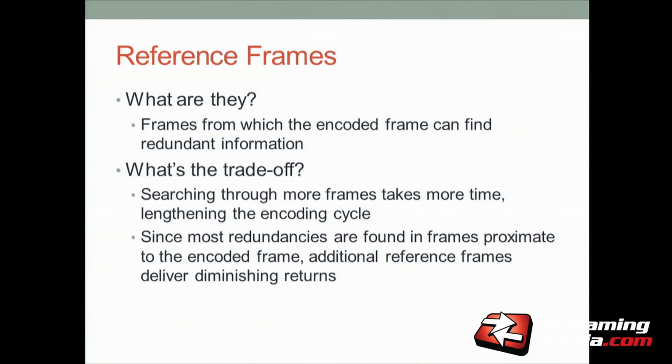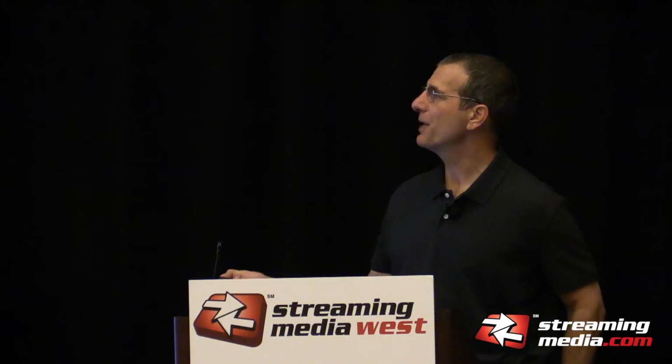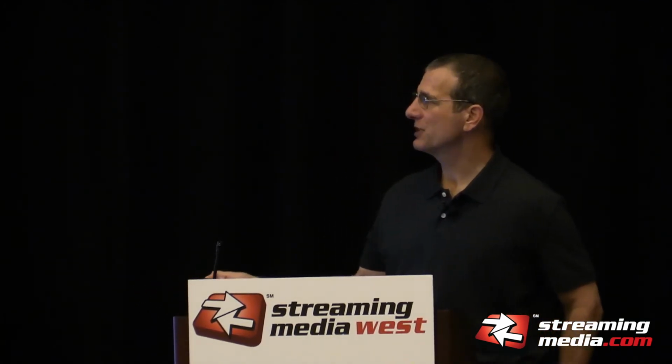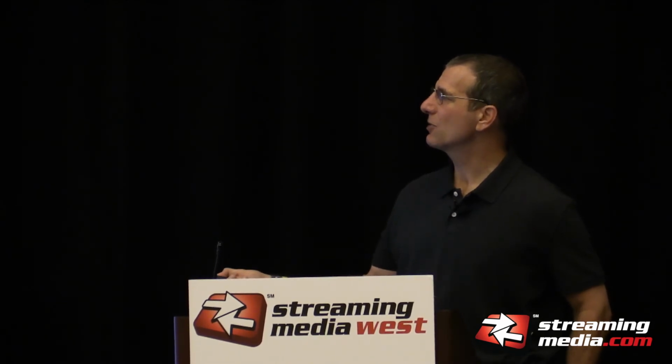Reference frames are frames from which the encoded frame can find redundant information. The trade-off is encoding time versus quality. What does the quality look like? Well, 16 reference frames will give you the highest quality in pretty much every encode that I tried in my average test files here. One reference frame is almost always the worst. But what's the difference in quality? The maximum difference was 1.28% for Tears of Steel. The difference between 10 and 16 is 0.04.